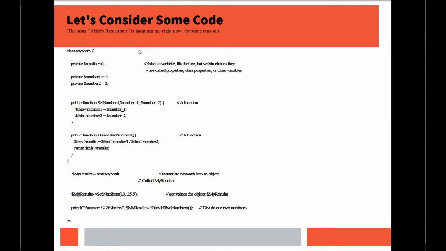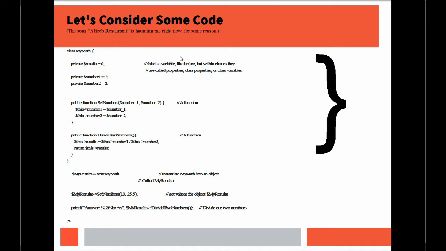So let's consider some code, and for some strange reason the song Alice's Restaurant is haunting me right now. Maybe it has something to do with circles and arrows into the line in the song that goes 8x10 colored glossies with circles and arrows and a line on it, and a paragraph on the back of each one. So that's for some of us older ones.